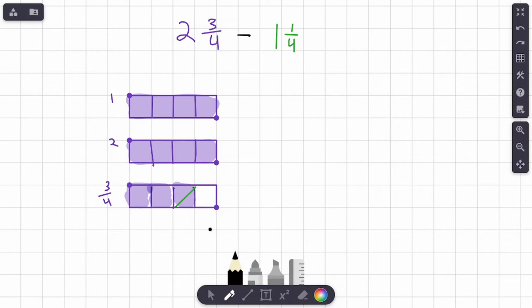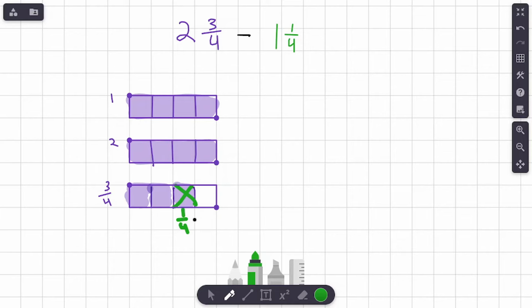Whoops, that's a bad X. I'm actually going to change to a marker. It's a little bit thicker. I'm going to mark out a fourth. Do you see how I just did that? I just took away 1/4. I just subtracted that. I'm literally taking it away. In my picture, I'm literally going to take it away. I'm going to mark it out.